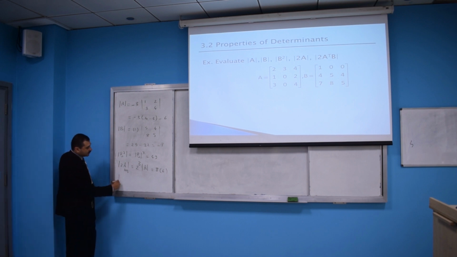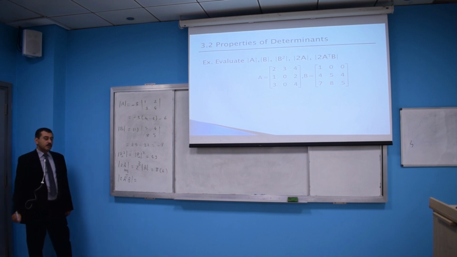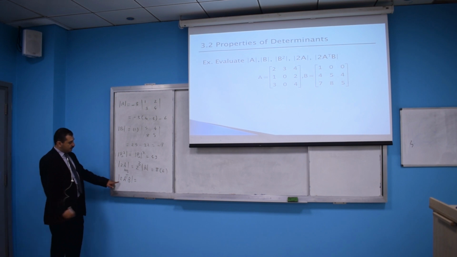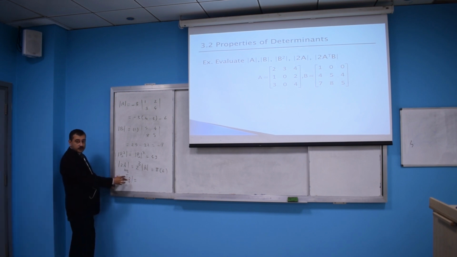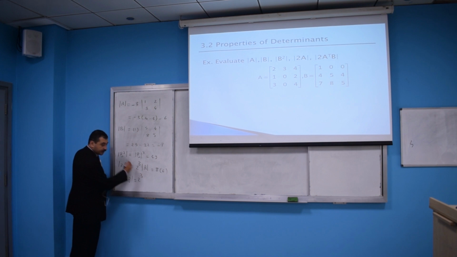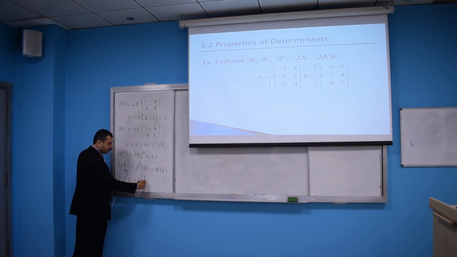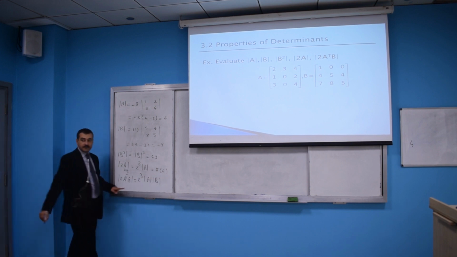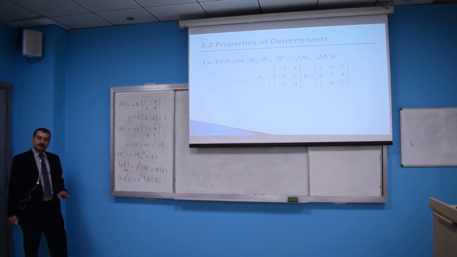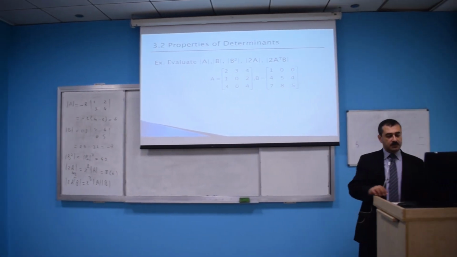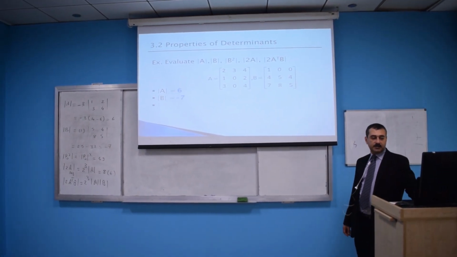What about the last one, determinant 2A transpose B? Again, you have here scalar multiplied by matrix. And this matrix is 3 by 3 also. So it is 2 power 3 again. And determinant A transpose B equal to determinant of A multiplied by determinant of B. Right? Okay.